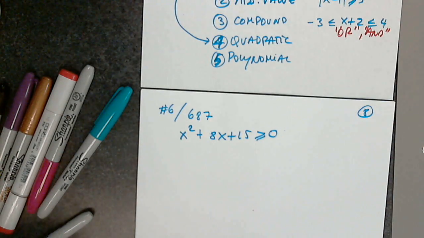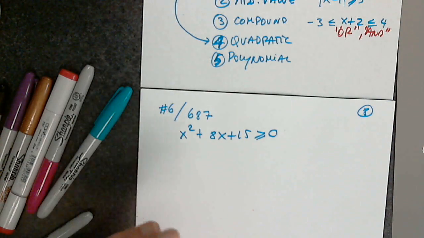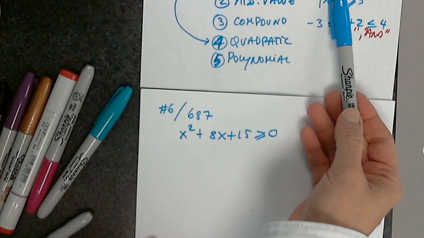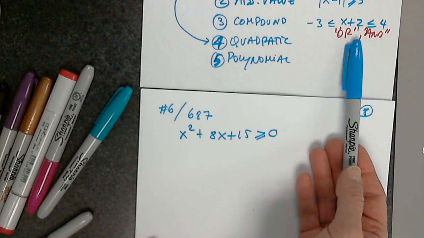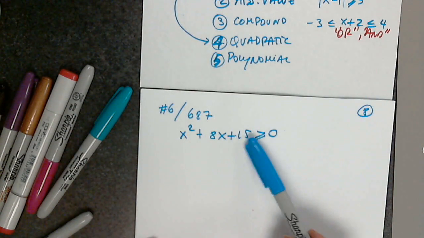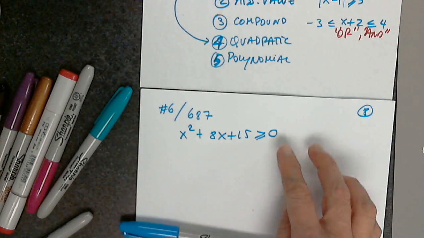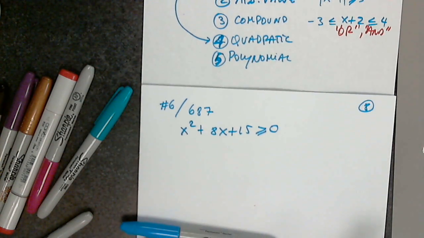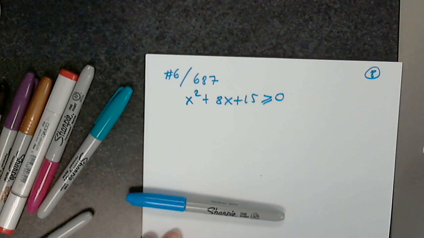Okay, so this is totally different. I cannot use this method, I cannot use this method, and I cannot use this method. I cannot move 15 to the other side. As we know, 0 has to be on one side when we deal with quadratics.